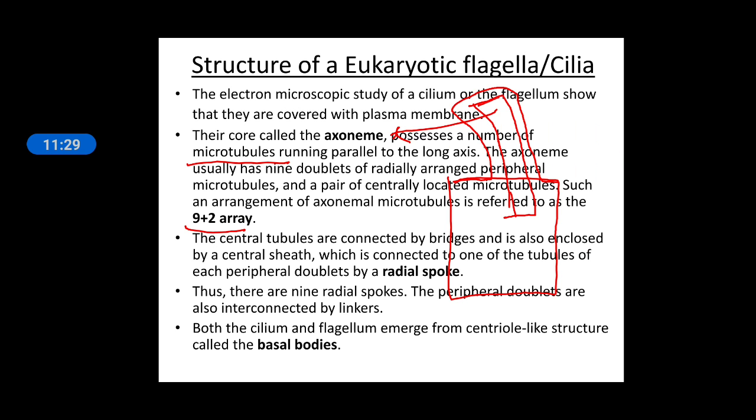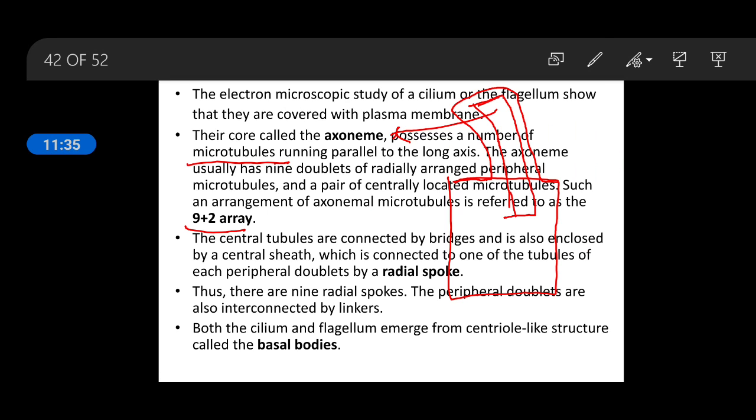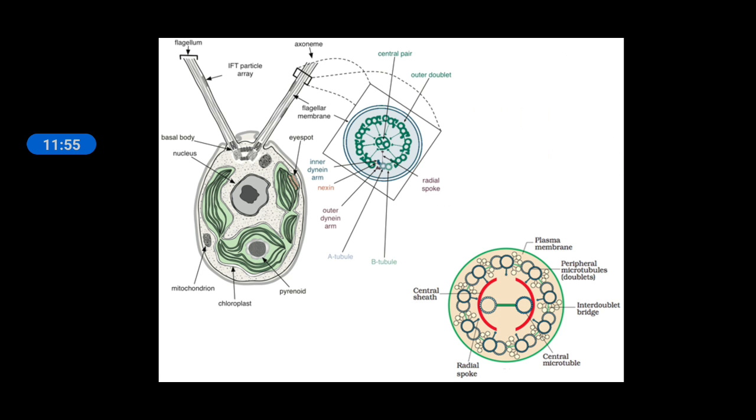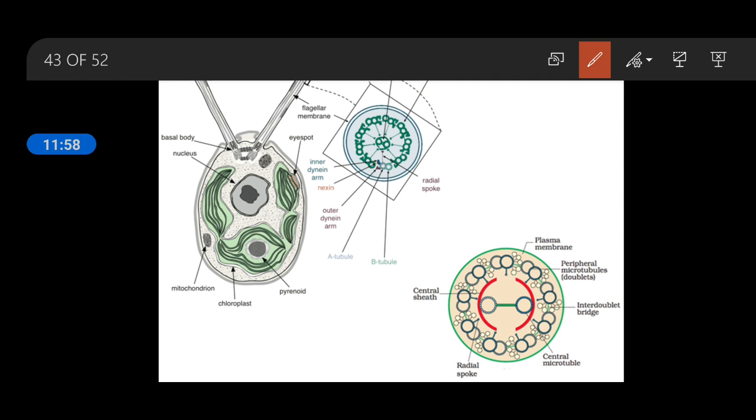Okay, so this was written here in the second line. You can read it 2 to 3 times, then you will be able to understand all the things. Now the third point: the central tubules are connected by a bridge and are also enclosed by the central sheath. Okay, so you can see here this and this central tubules are interconnected with this bridge. And along with that, they are also covered with the central sheath.